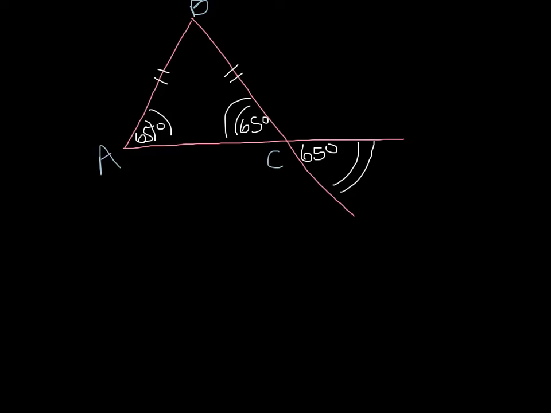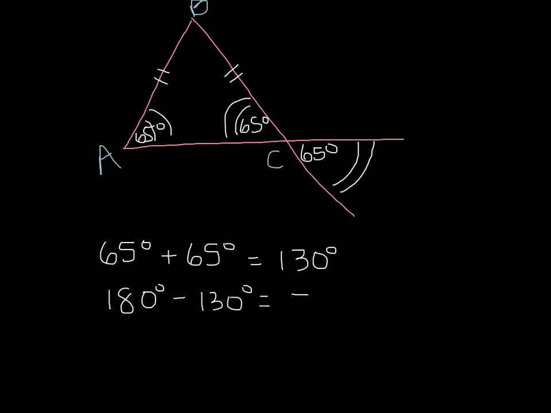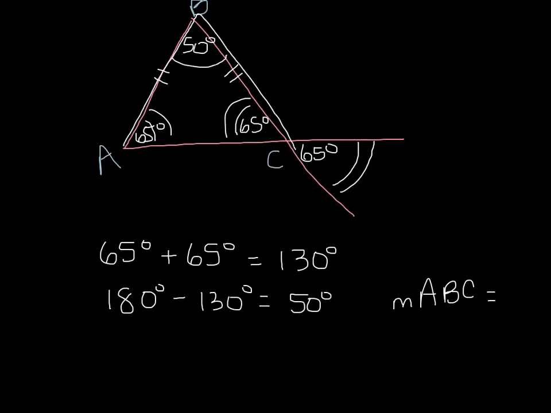And in a triangle, we know that the angles add up to 180 degrees. So let's add what we have so far. 65 degrees and 65 degrees would be 130 degrees. And to get to 180, we need 50 more degrees. So that must be the measure of our missing acute angle at the top. So the problem says the measure of angle ABC, so ABC the angle has a measure of 50 degrees.